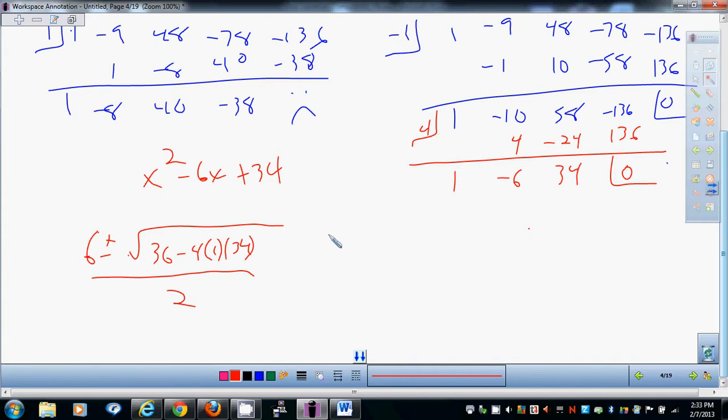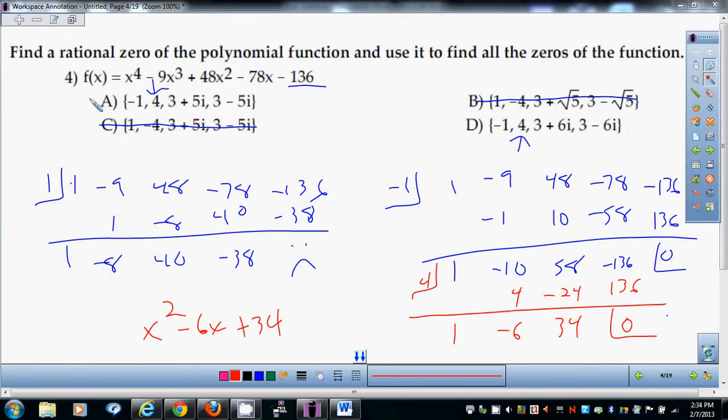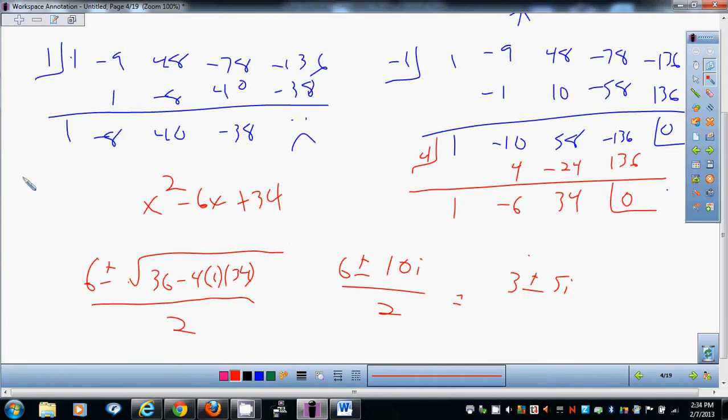So 6 plus or minus the square root of 36 minus this whole product, which is 136. 36 minus 136 is -100. Square root of 100 is 10, but it's going to be negative, so 10i over 2. And that all reduces to 3 plus or minus 5i. The 2 goes into the 6 and the 10. So thus the answer would be A. Here's this work down here again if you wish to write that down. But again, you could always just pause this, so I'm not going to bother staying on this slide.